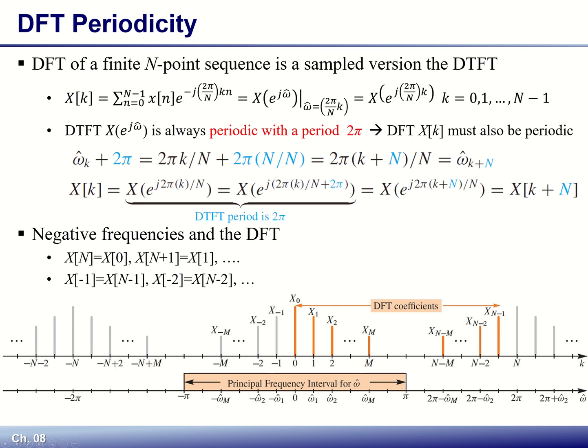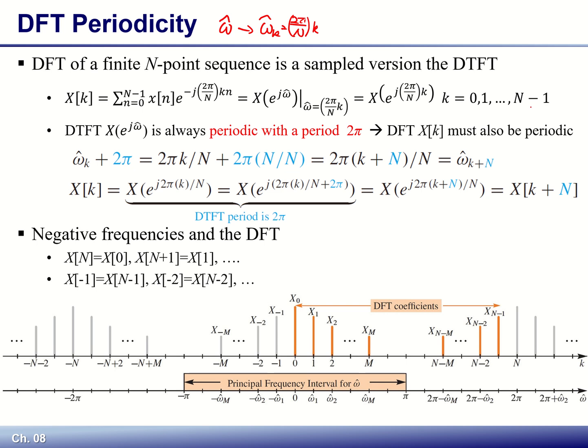The DFT of a finite-length sequence is a sampled version of the DTFT. So we can express X[k] with the sampled frequency instead of omega hat. It will be sampled as omega hat k, which is 2 pi over N times k, with the same spacing. So here it will be X(e^{j 2 pi over N k}) for k is 0 to N minus 1.